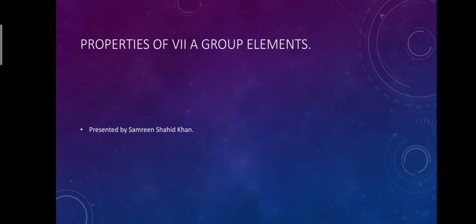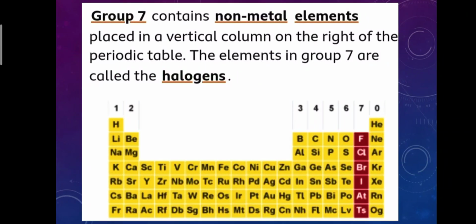Now let's dive into the topic. Group 7 contains non-metal elements. It is placed in a vertical column on the right side of the periodic table. The elements in group 7 are called halogens because they form salt when they react with metal, so they are called halogens, that is, salt former.